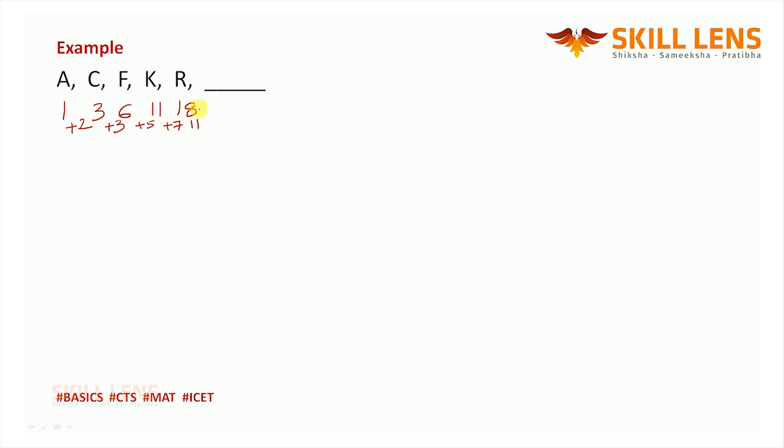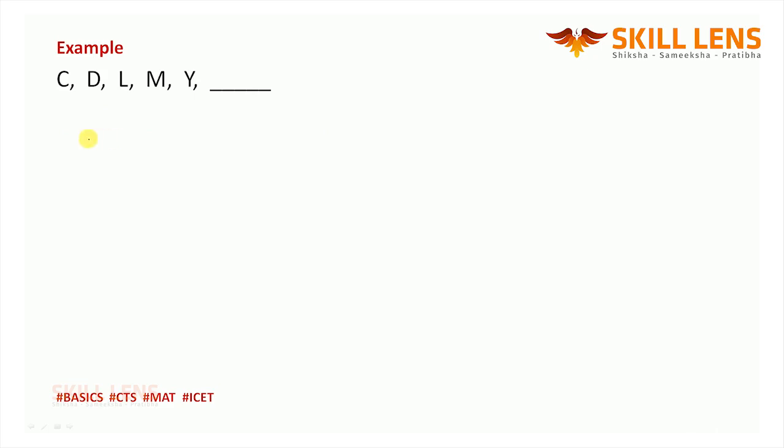So 18 plus 11 is going to be what? 29. But what is the 29th letter? Very simple. Subtract 26 from this. What are you going to get? 3. So the third letter is what? C. So the answer for this question is C. That's it. See how easily you can answer if you know the place positions. If you know the place positions, the job is easy. Otherwise, it will take a lot of time.